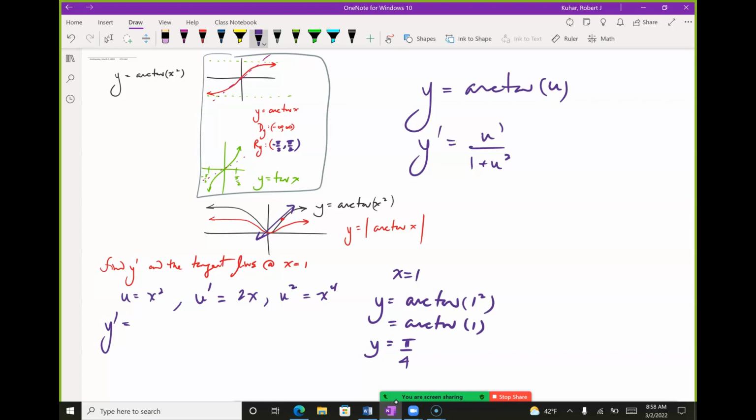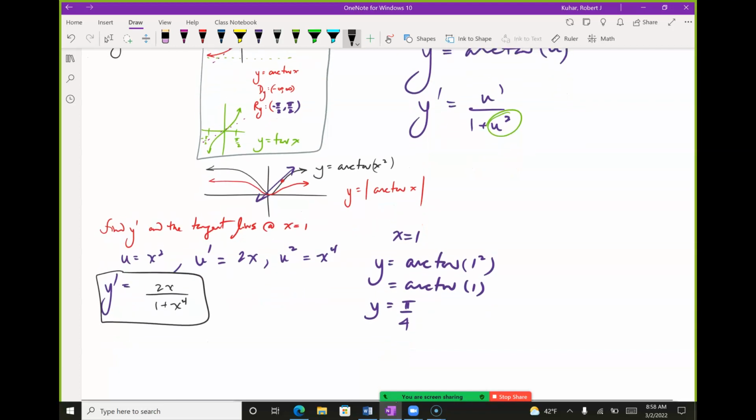So why did we add the u squared part? Because I'm going to need it here. So y prime, I already know my derivative. It's 2x over 1 plus x to the 4th. There's my derivative. So I've got a point, I have a derivative, and I still need a slope. The slope comes from the derivative, right? Don't let me go too fast. Everybody with me here?